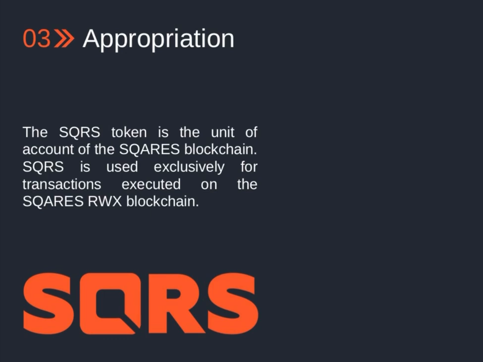Think about it like this. Every transaction, every compliance check, every single asset movement, none of that happens on RWX without SQRS. It's baked right into the protocol. Okay, so it's not just related to the chain, it's fundamental, necessary for it to even work. Which, naturally, leads us to the next big question. Why do you, the listener, actually need this coin? What does it do on RWX?